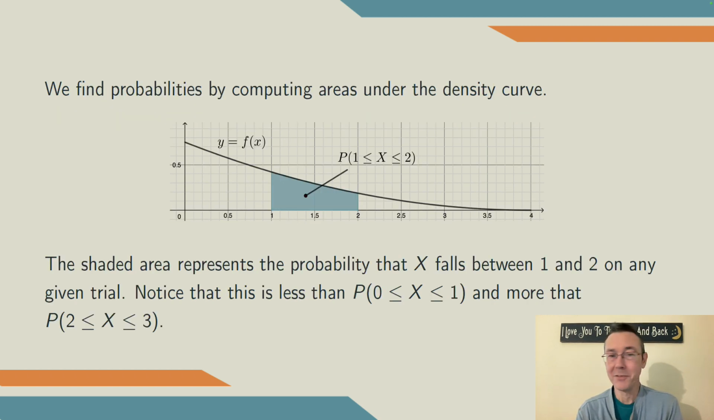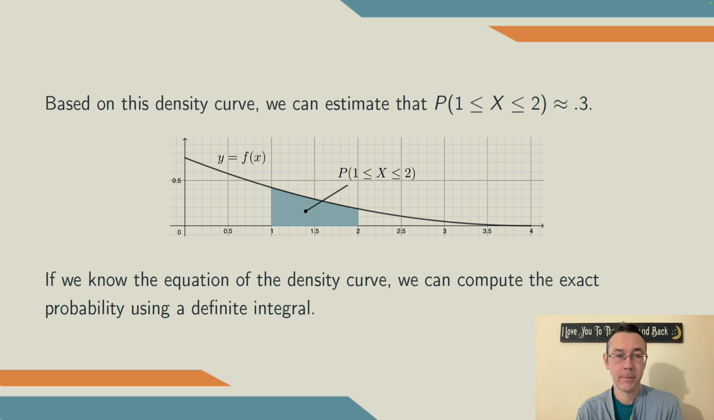We actually compute probabilities by finding the area under a density curve. So here I'm representing the probability that x is between 1 and 2 in this distribution with that shaded area. You can tell just by looking at it that the probability that x is between 1 and 2 is going to be less than the probability that it's between 0 and 1, for instance, and greater than the probability that it will be between 2 and 3, even though each of those intervals has the same width. Based on the density curve, we can estimate the probability just by estimating that area. So here I have an interval of width 1, and it looks like the average height of that region that I have shaded is about 0.3, so the area is about 0.3.